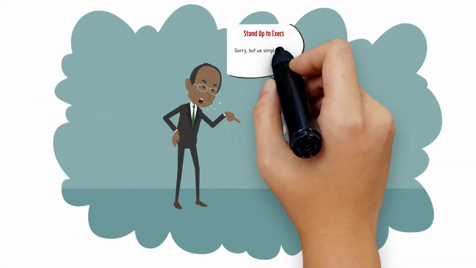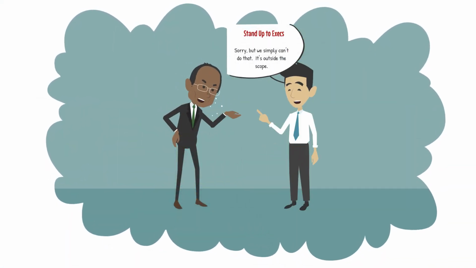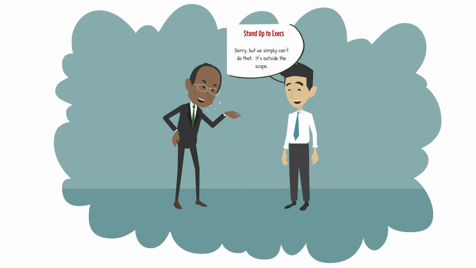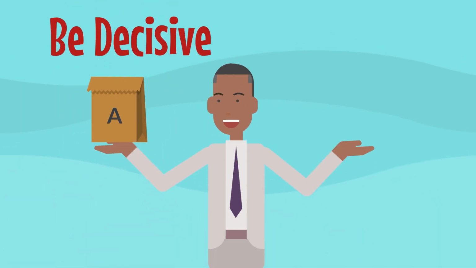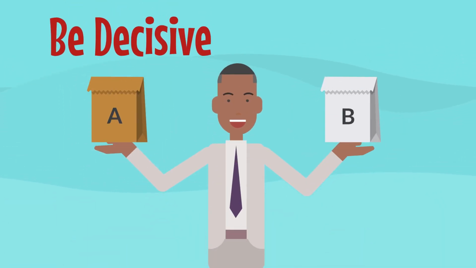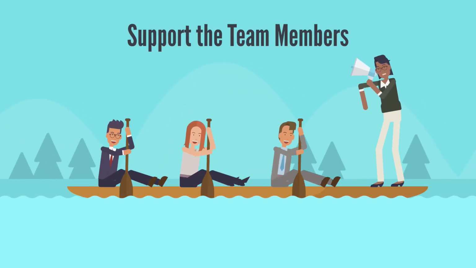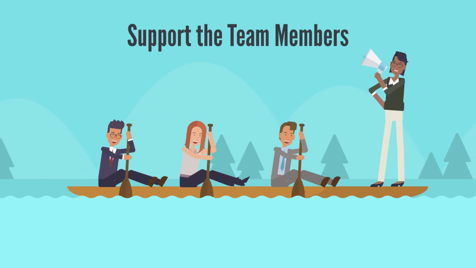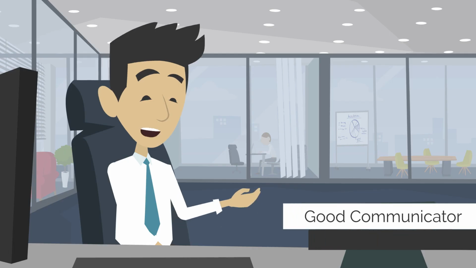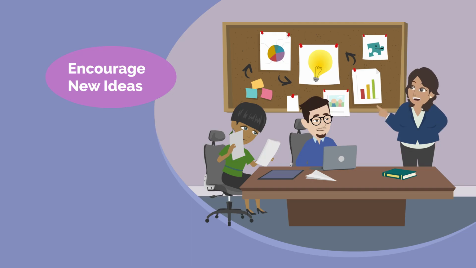Next is that project managers must be able to stand up to executives when necessary. And they must be decisive. There are lots of decisions to be made during a project. Being supportive of team members is yet another trait of successful project managers, as is being an effective communicator. And, finally, they must encourage new ideas. They need to be open-minded and listen to their team members.